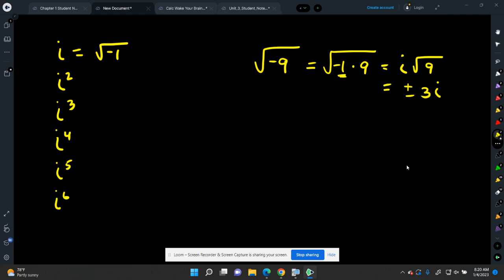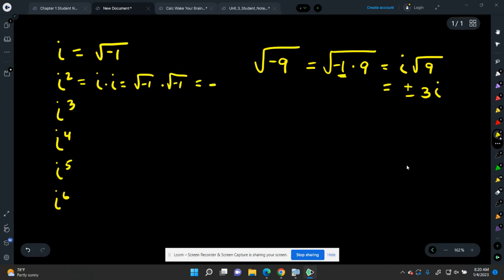Now, I squared, we can think of that as I times I, which is the square root of -1 times the square root of -1, which equals -1. I to the third is I squared times I. I squared is -1, so that'd be -1 times I. So I to the third is -I.